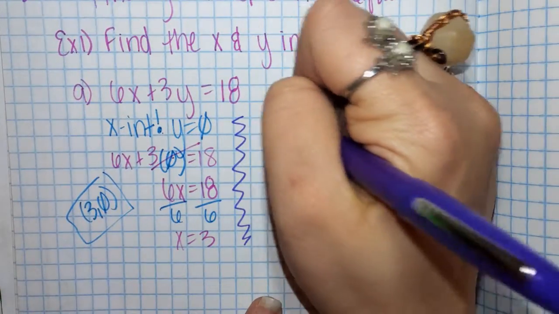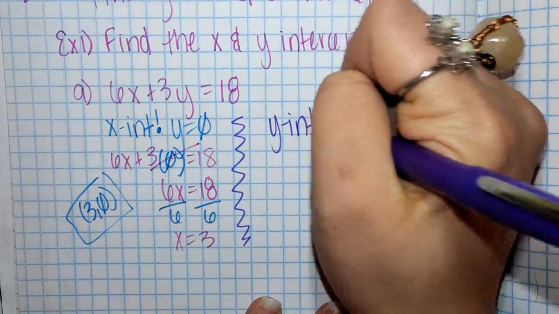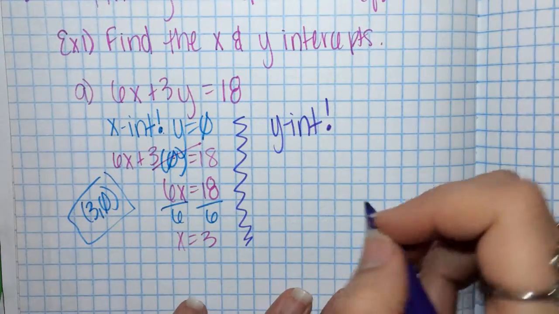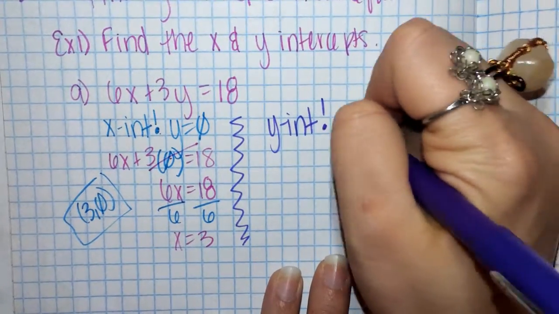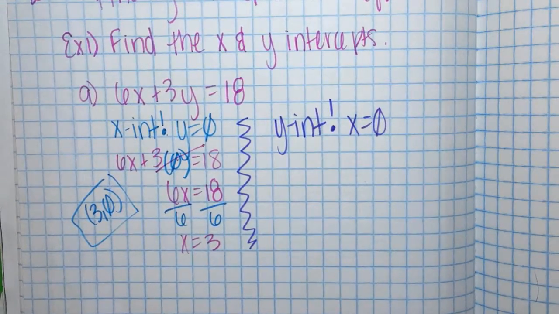Y. So what do we know is always true on our y-intercept? X is always 0. Good job.